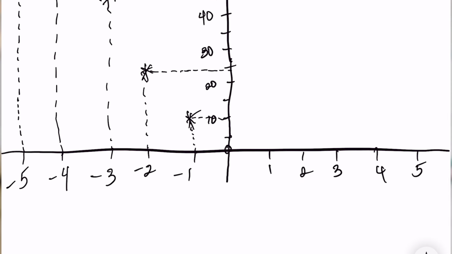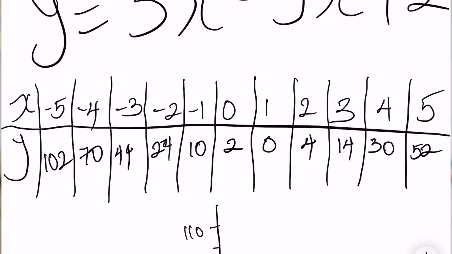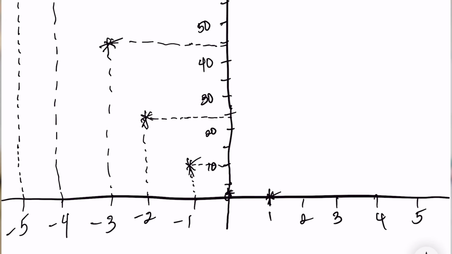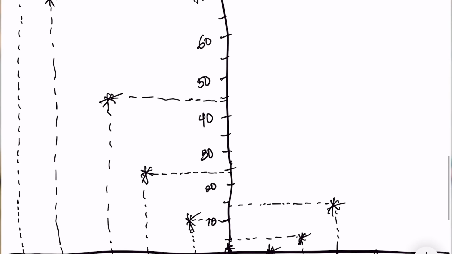Where x is 1, it is 0. For x equals 2, we have 4, then 14, 30, and 52.